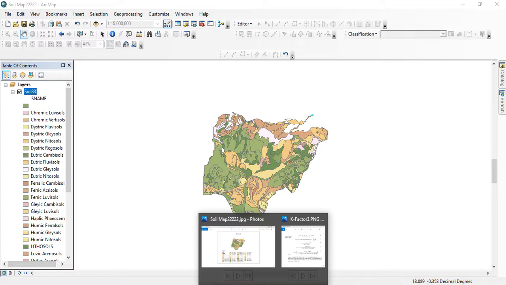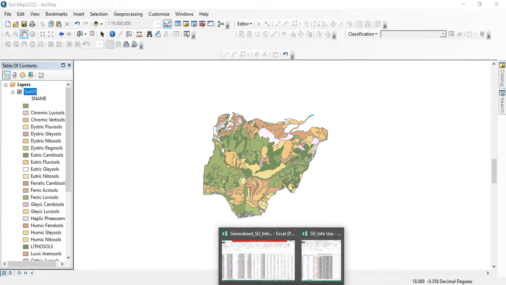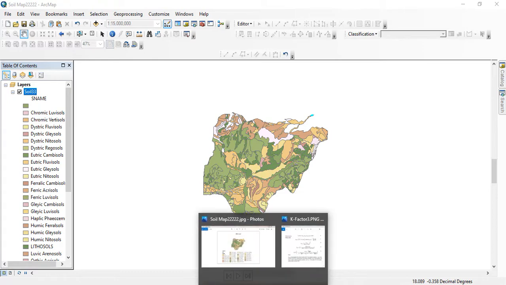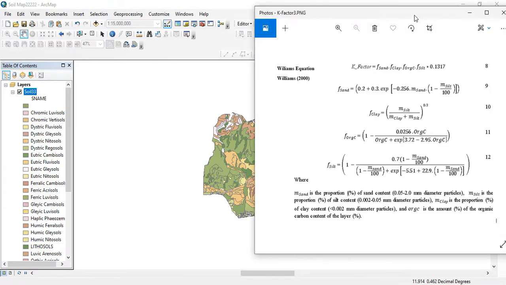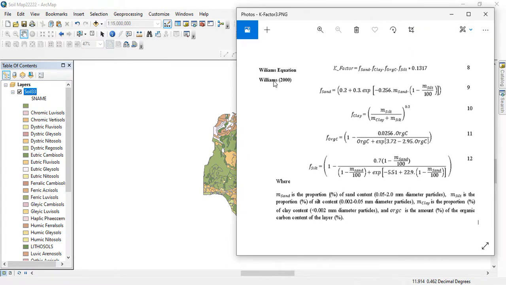As we know, the K factor of RUSLE, which is the soil erodibility, is one of the factors responsible for soil loss. And in today's tutorial, we will use the Williams equation in estimating our K factor.